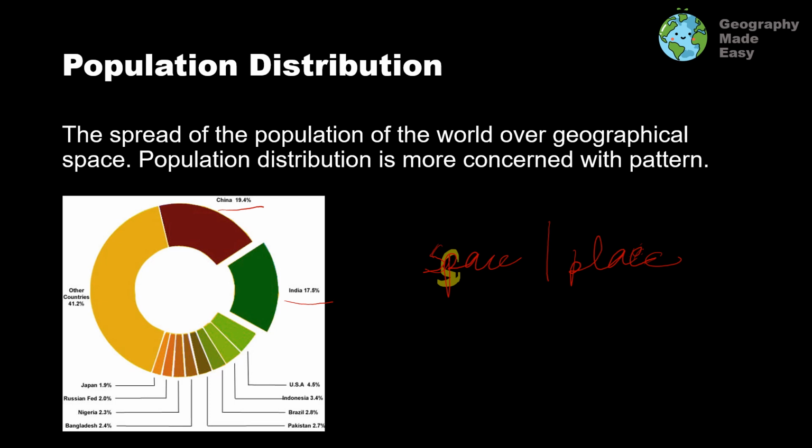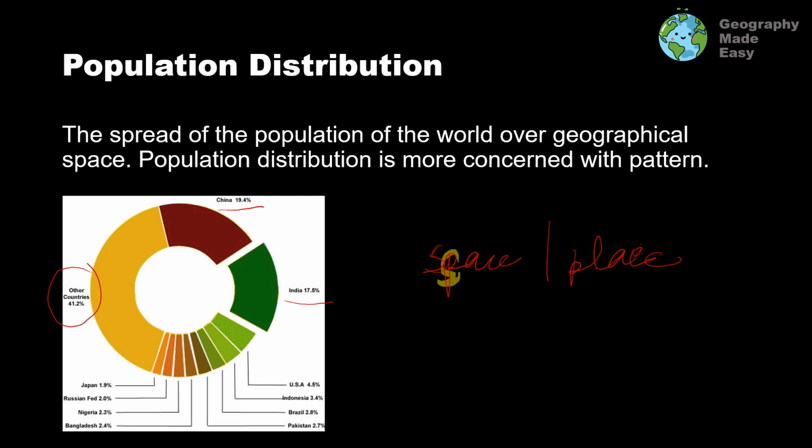Then we have Indonesia, Brazil, Pakistan, Japan, Russian Federation, Nigeria, Bangladesh, and the rest of the world is considered the total population of 41.2% in the other parts of the world. So the majority of the population is contained between the countries of China and India, and we see in the third place, US, the population is much less. So we will obviously see that the distribution of population in Asia is more concentrated than in the US.